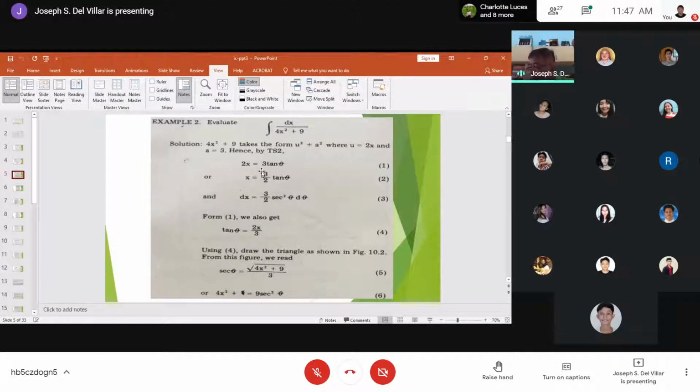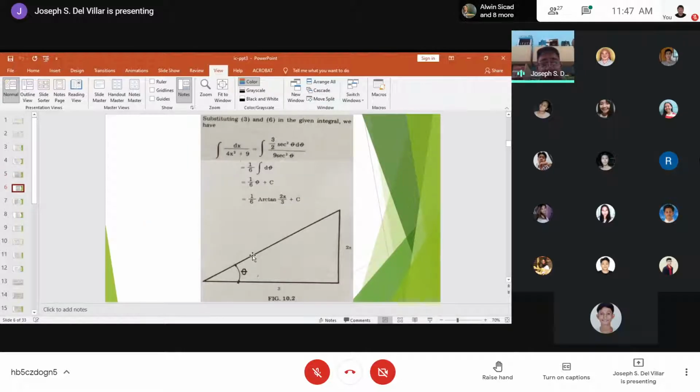Diba? So, tangent theta is equal to 2x over 3. Now, alam natin na ang tangent is from SOHCAHTOA, tangent is opposite over adjacent, di ba? Eh meron tayong 2x over 3. 2x is the numerator, so 2x is the opposite side. And then over 3, yung 3 is the adjacent. Okay? So kapag nag-draw tayo, eto na siya. Okay?